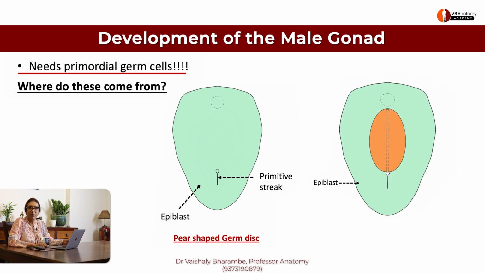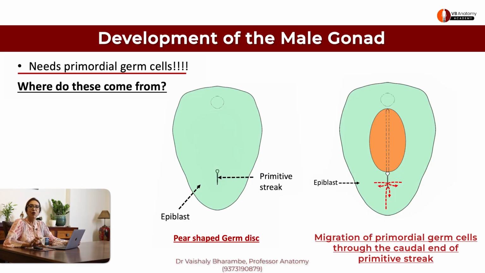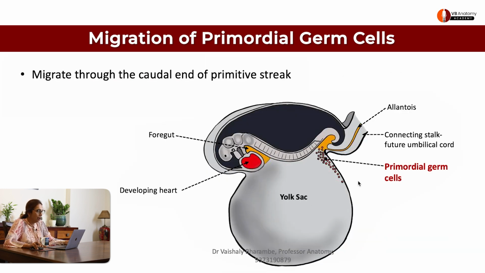So now see what happens. From the caudal region of the epiblast, cells begin to go towards the primitive streak, passing through it, emerging out. Okay, they begin to pass to the primitive streak, pass through the primitive streak, and then emerge downwards. These migrating cells form primordial germ cells. And where are they going? See, they're all coming into this region of the developing embryo, near the connecting stalk, near the future umbilical cord. See, these are the primordial germ cells.